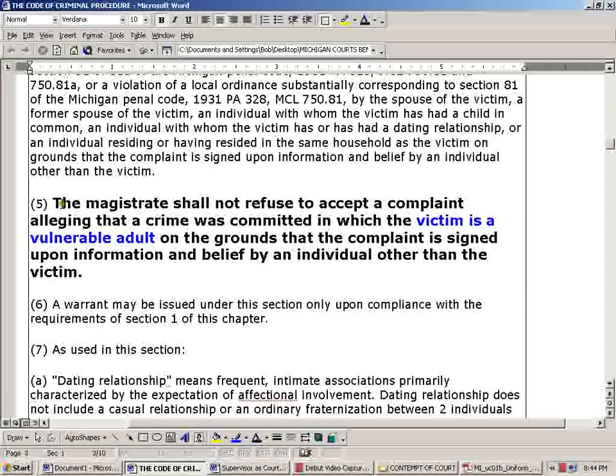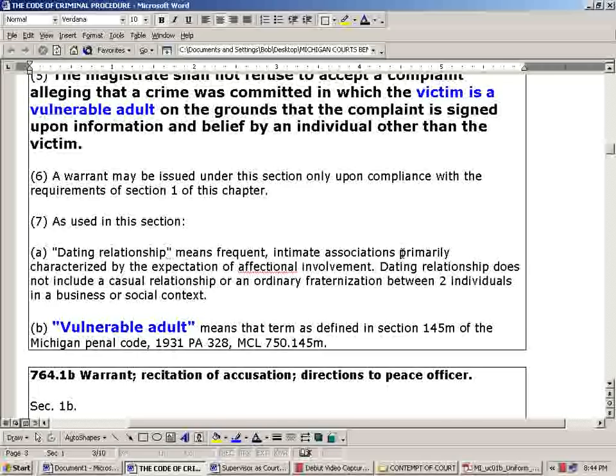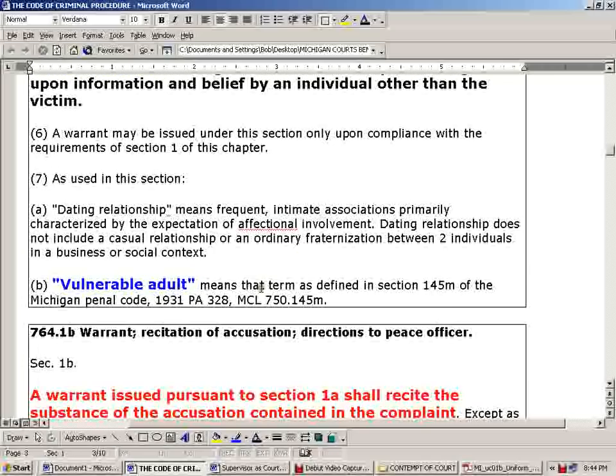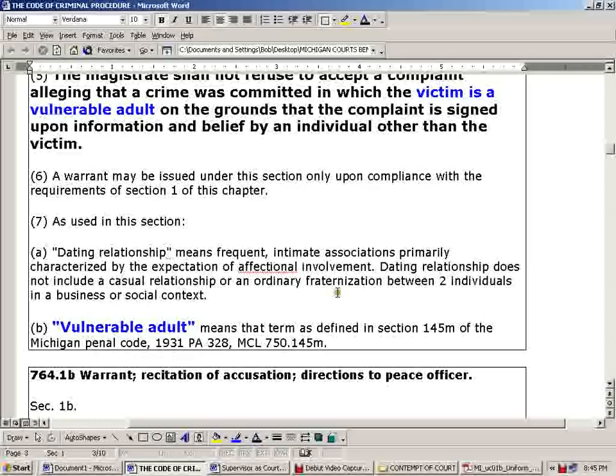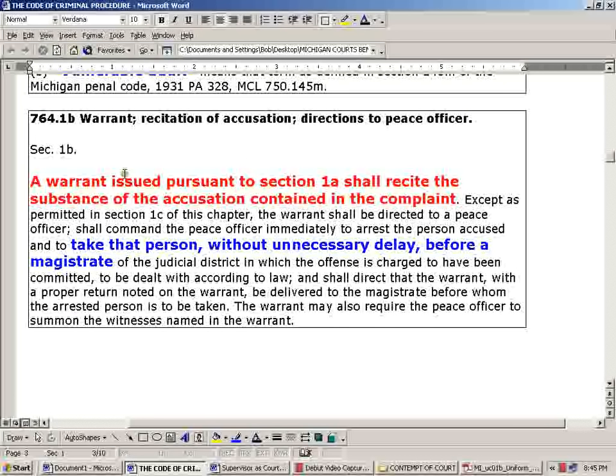Magistrate shall not refuse to accept a complaint alleging a crime was committed which a victim is a vulnerable adult, on the grounds that the complaint is signed upon information and belief by an individual other than the victim. And it says the vulnerable adult means is defined here, yada yada yada. I'm going to say I could stretch that and say, look, you got somebody incarcerated in jail. That's a pretty much vulnerable adult. I should be able to put in a complaint for him.